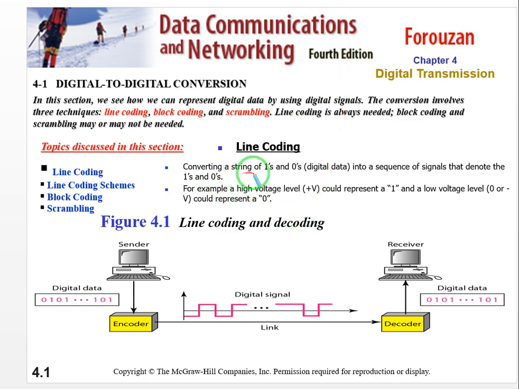Line coding simply converts a string of ones and zeros, which is digital data, into a sequence of signals that denote one and zero. For example, a high voltage level could represent one and a low voltage level could represent zero. Once you have a one, you represent your value in this form; once you have a zero, you represent it by a down sign. It's just a simple representation. One is a symbol used for the high voltage and zero is used for the low voltage.